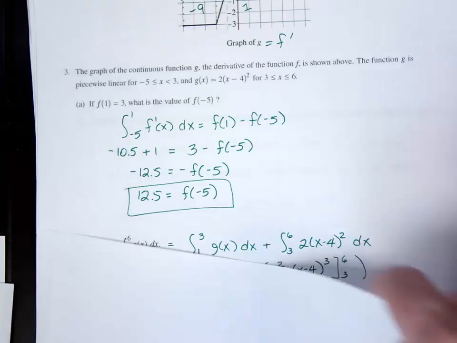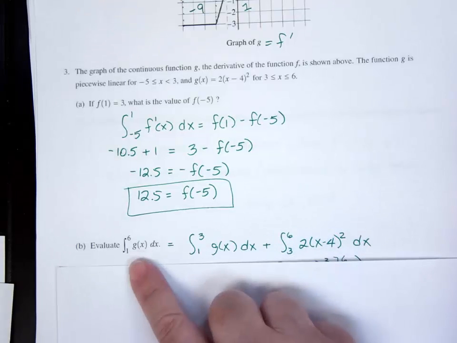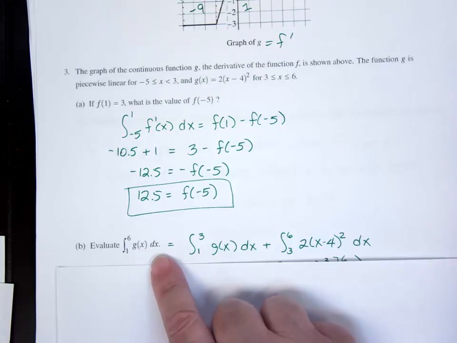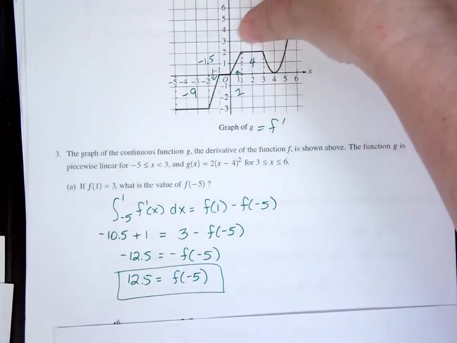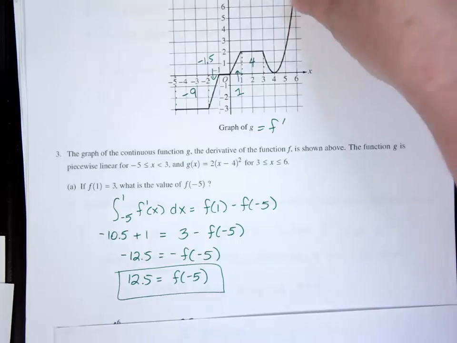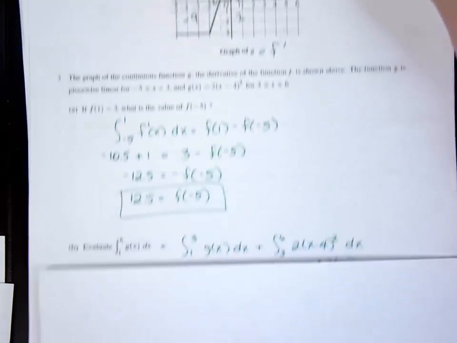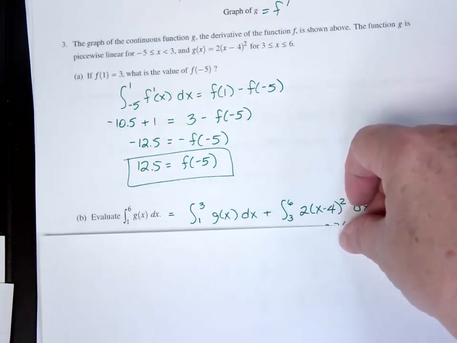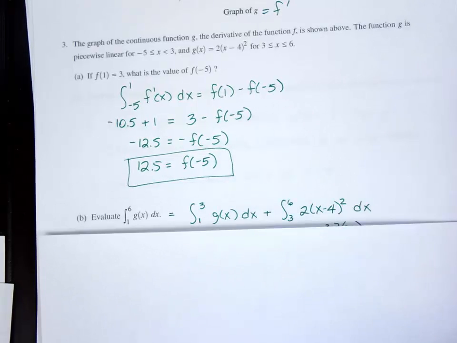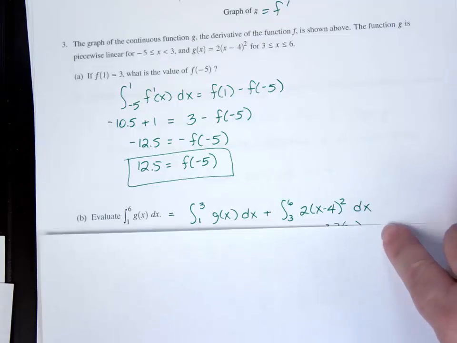Oops, got ahead of myself. So now it says to find the integral from 1 to 6 of g. That means the area under the curve from 1 to 6 of g. Well, 1 to 6, kind of off the page right now, is a square and then a parabola. So we have to break it apart and find the area from 1 to 3 and then the area from 3 to 6, because one is geometric and one is not. So I set it up as two separate problems. 1 to 3 of g, because I don't know the equations for that, and then 3 to 6 of the parabola equation.